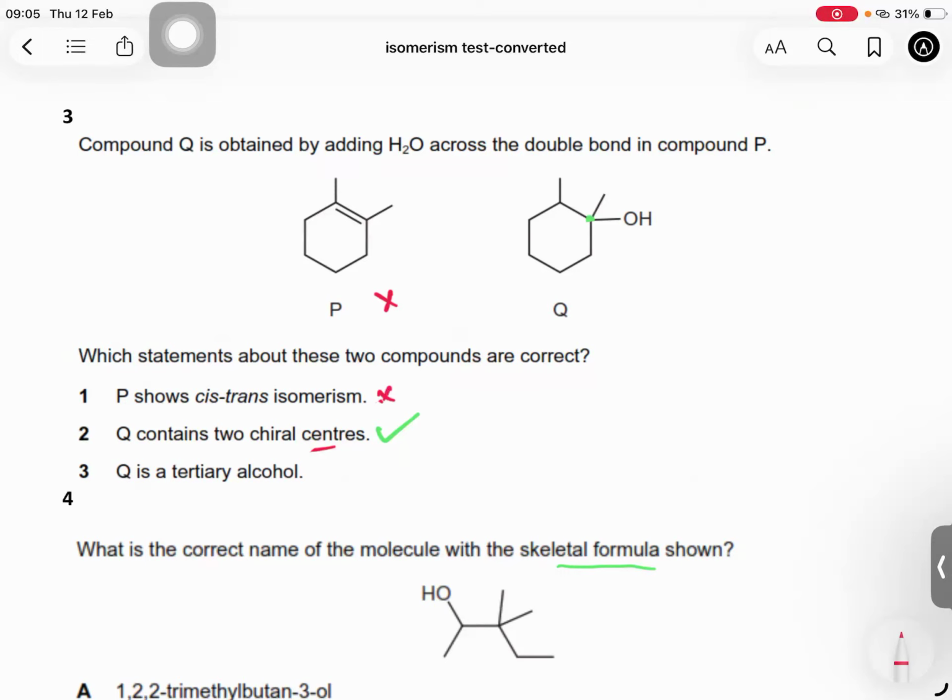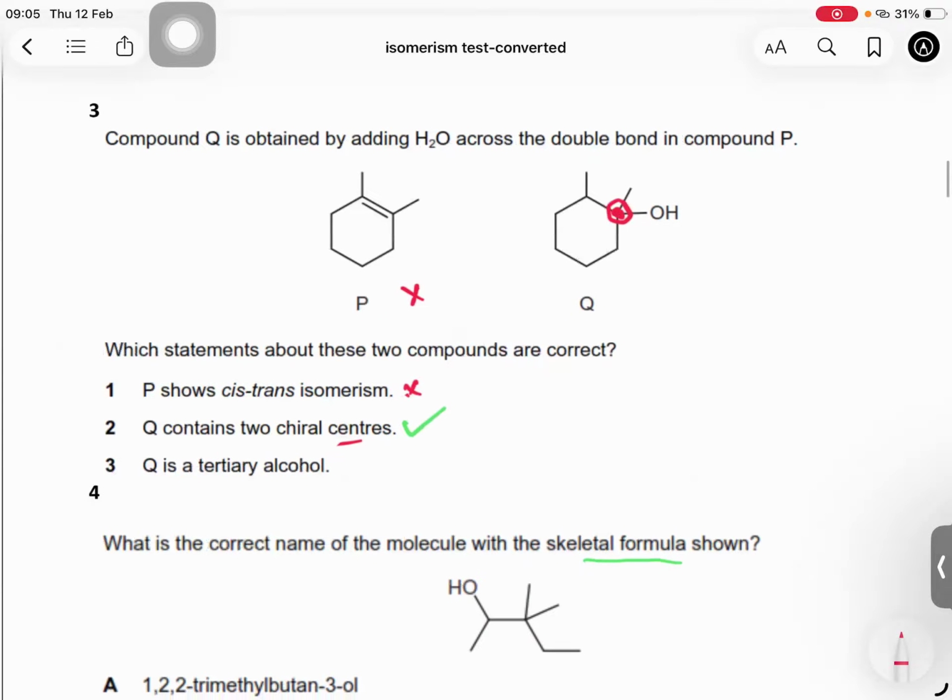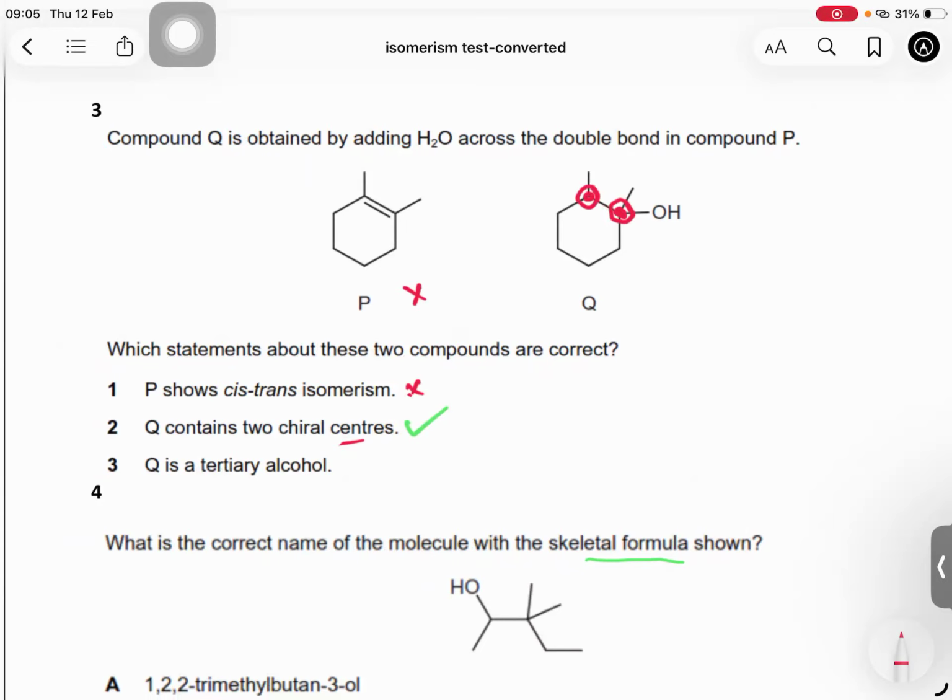Okay, Q contains how many chiral carbons? How many chiral carbons in Q? Is this carbon chiral, जिसके साथ OH है? Just 1 minute. And what about this? Yes. So 2 chiral carbons in this.